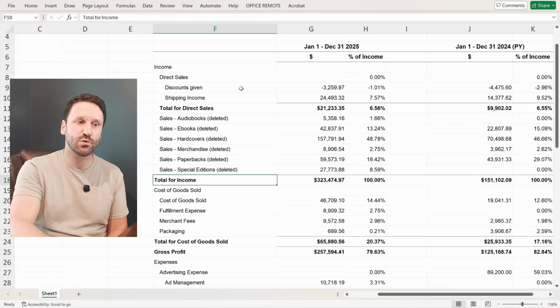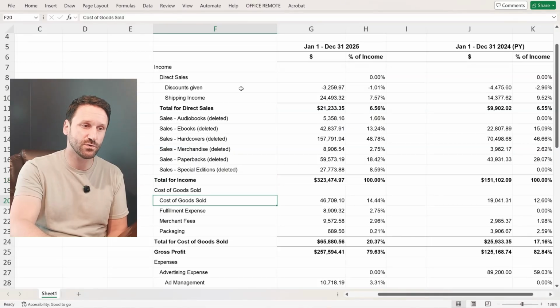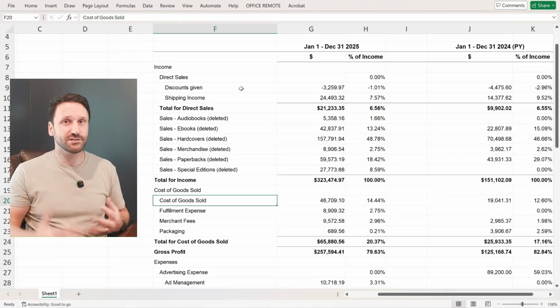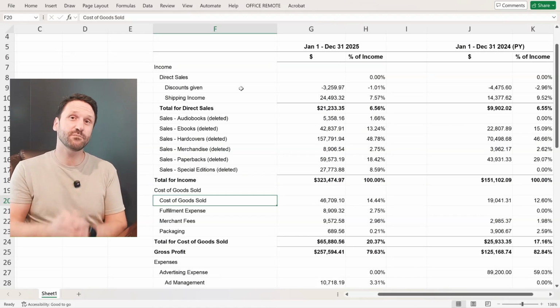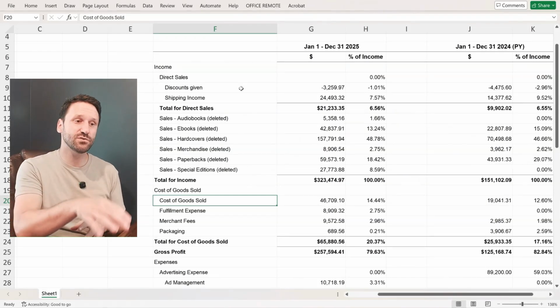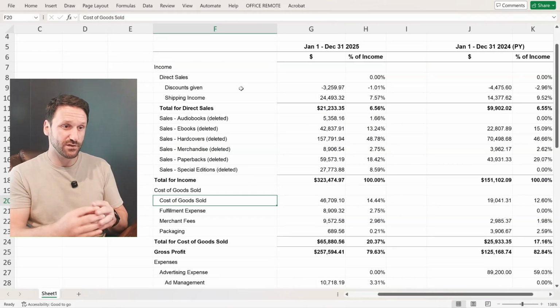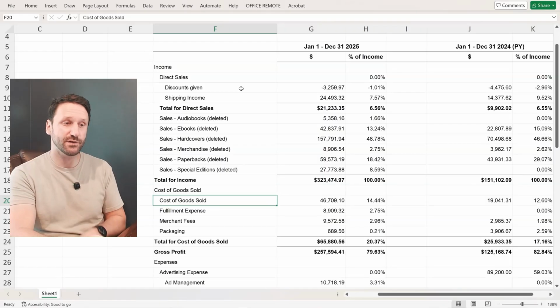And then right under total income, you're going to have cost of goods sold. Cost of goods sold is the cost of the items that you're selling. So if you're selling physical books, then the cost of the books that you've sold goes into cost of goods sold. Those costs are listed separately from your other expenses.